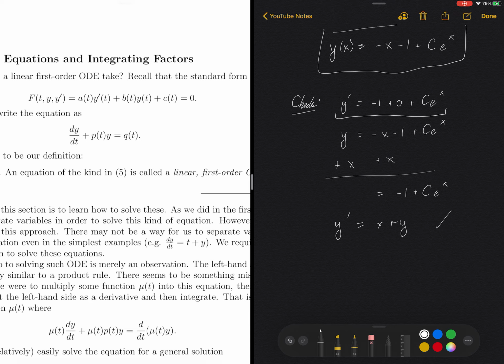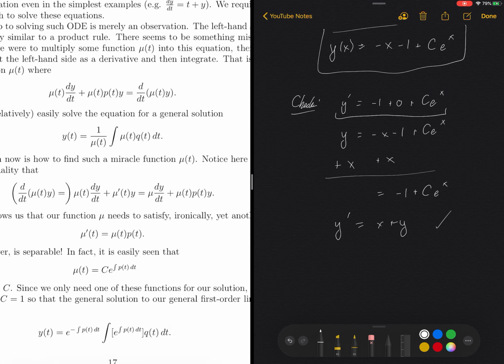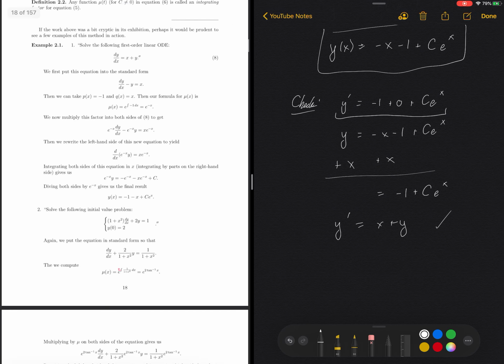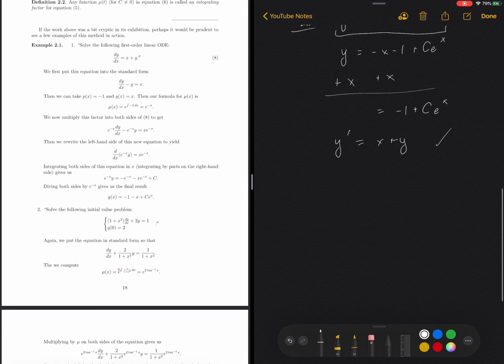So yeah, I buy that. Y prime is equal to x plus y. Sure, and that works for any choice of c. Remember, c is just going to be some arbitrary constant until you input an initial condition. And we will actually see that in the next example, if I remember correctly. Yes, that's an initial value problem in the next example.